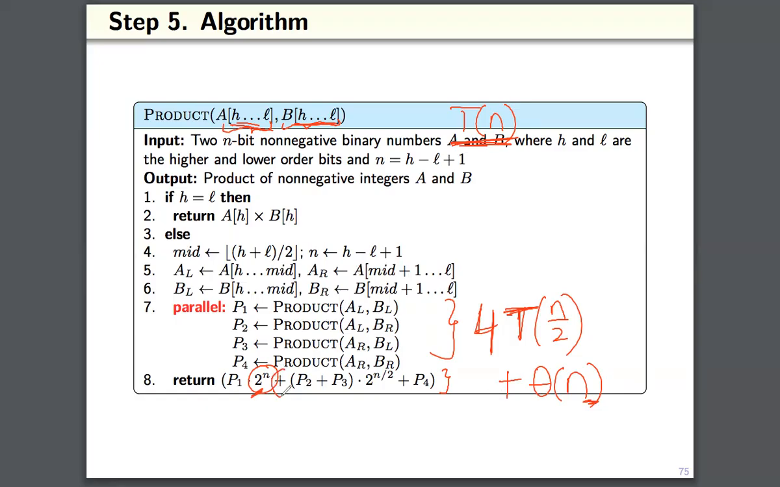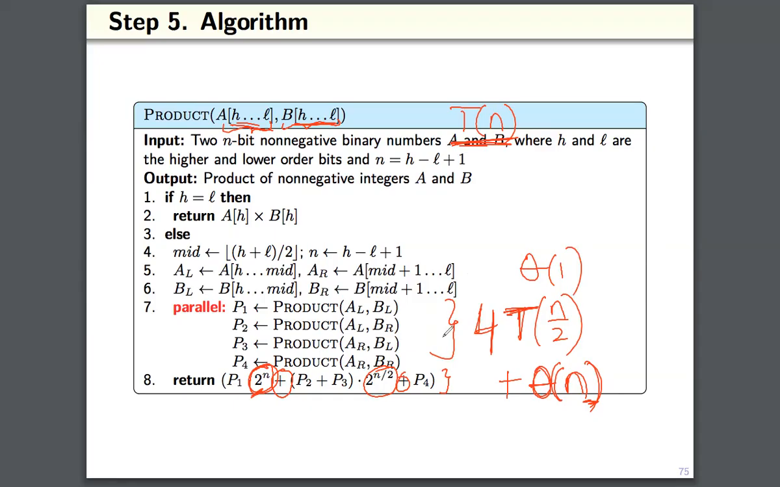And adding anyway takes n time, right? This takes n time, this takes n time, adding takes n time. So overall, you can write it as plus theta n. What about the divide step? Divide step, no big deal. So this is theta 1, right?